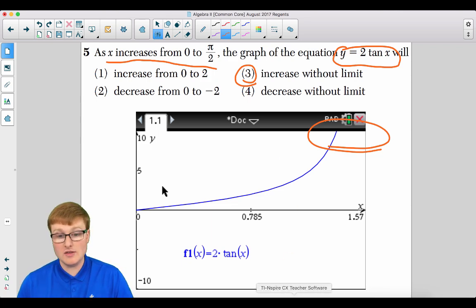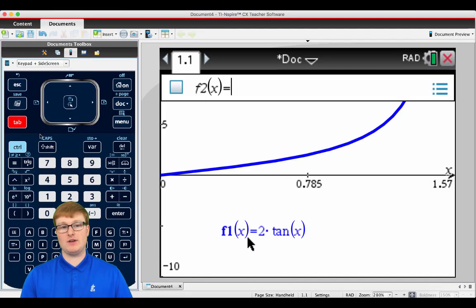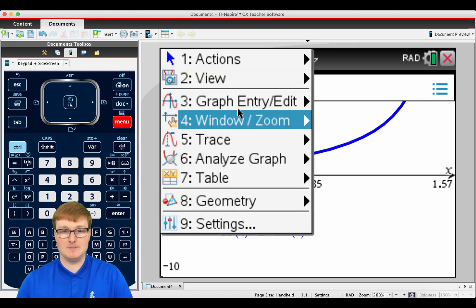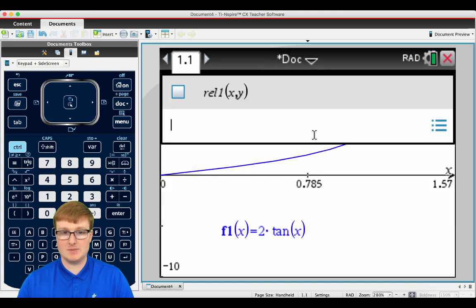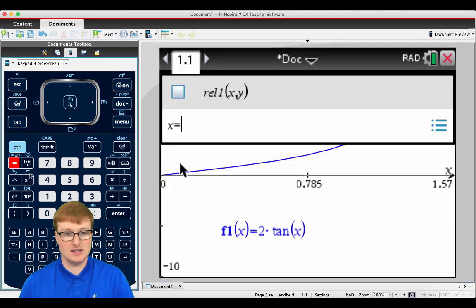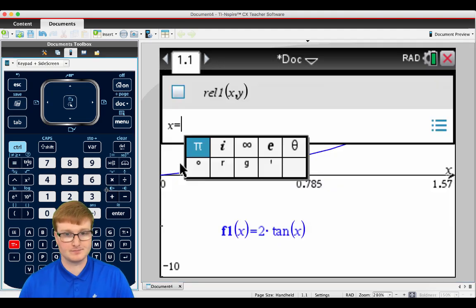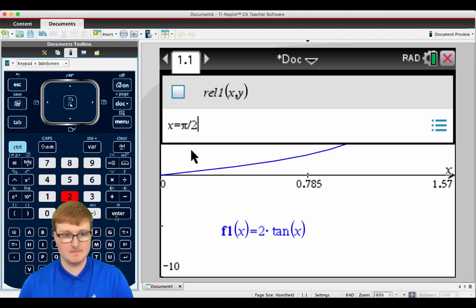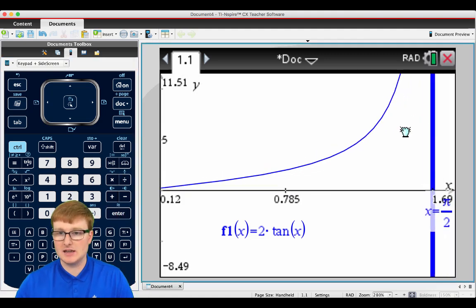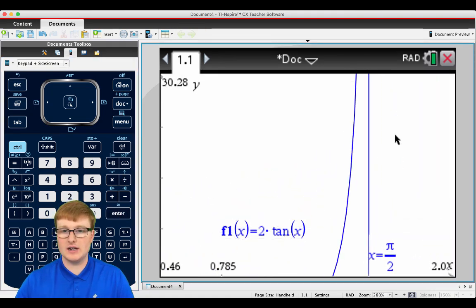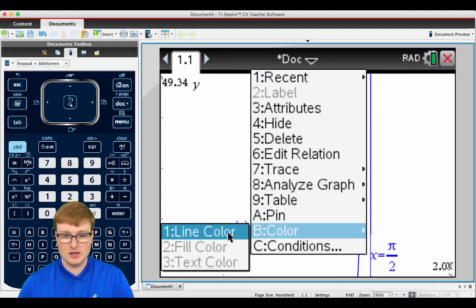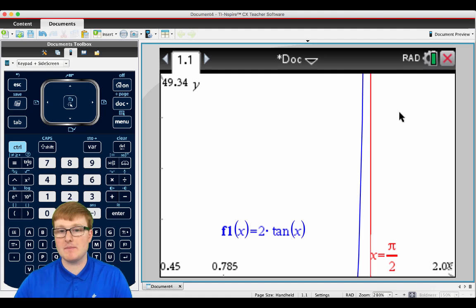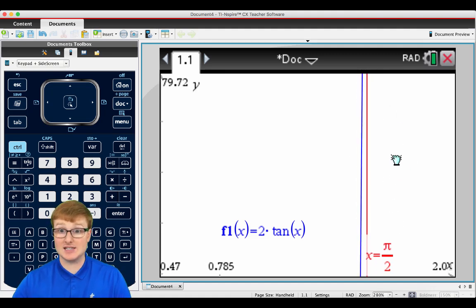So since we know that it is undefined at pi over 2, for example, if I were to just type in a relation, so if I go to graph entry edit and I type in relation and I type in x is equal to pi over 2, look at what's going to happen. As you can see, if I slowly shift over here, let me change the color here. It's not going to even touch this or even pass this. This is actually a vertical asymptote.